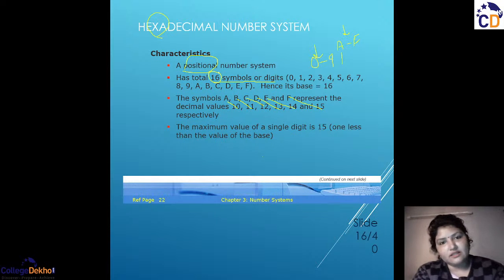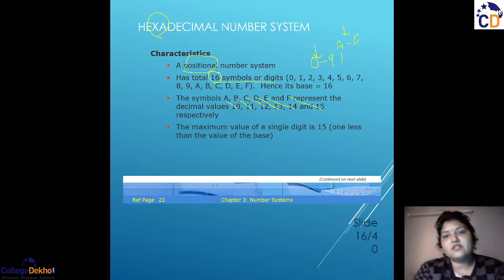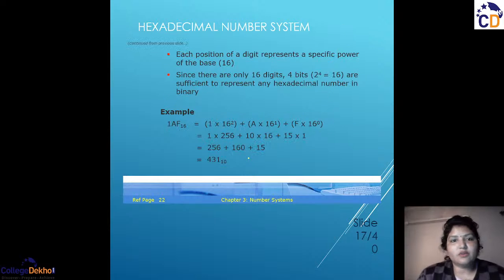Its base is 16. Right? The symbols would be A, B, C, D in capital letters. We usually write it, and it represents the decimal values. A is going to represent the decimal value of 10. B is representing the decimal value of 11. C would be 12. D would be 13. E would be 14, and F would be 15. Right? The maximum value of a single digit is 15. Obviously, it ranges from 0 to 9 or A to F. So if we take any number, it ranges from 0 to 9 or A to F.